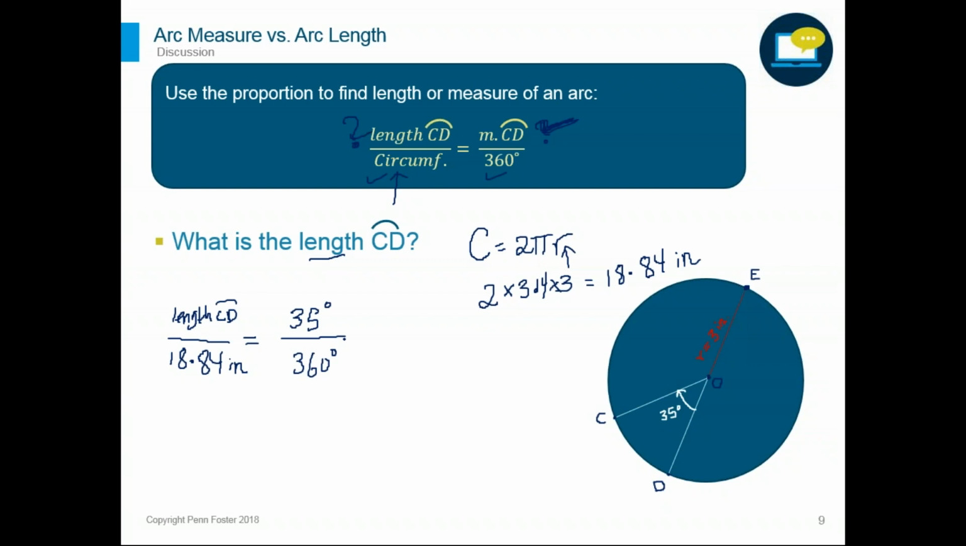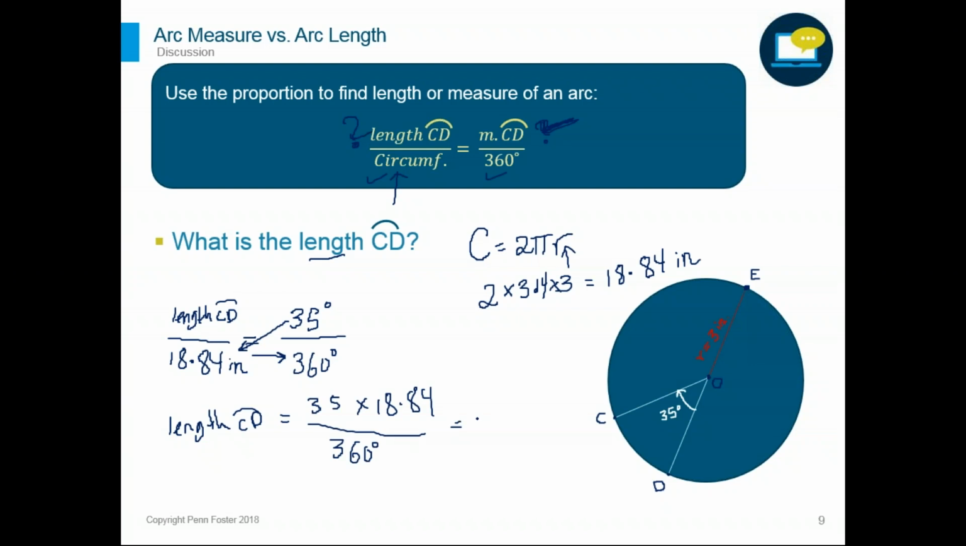Next, I need to solve the proportion. My way to solve the proportion, I always share with my students, is a one-step way. I'm going to cross multiply and then divide, and that will give us the unknown length for CD. So length CD equals 35 times 18.84, cross multiply and then divide over 360.